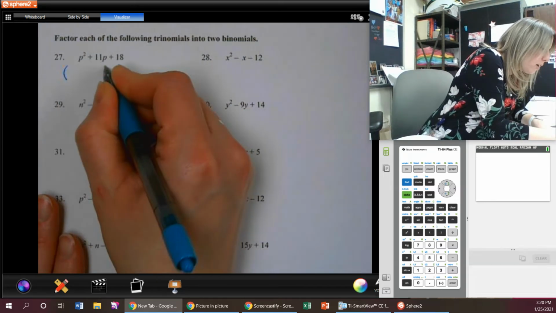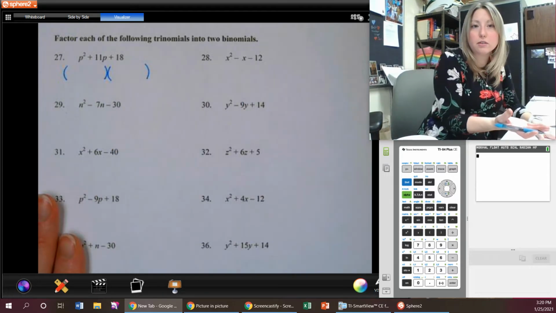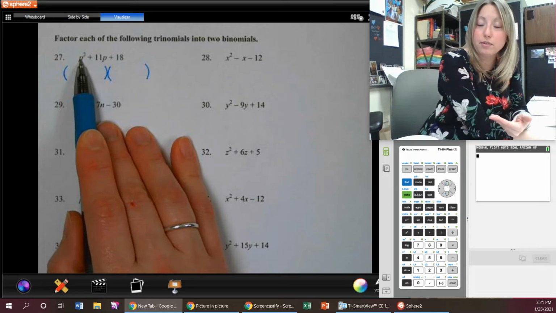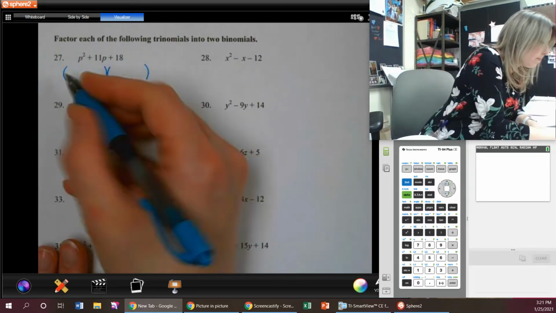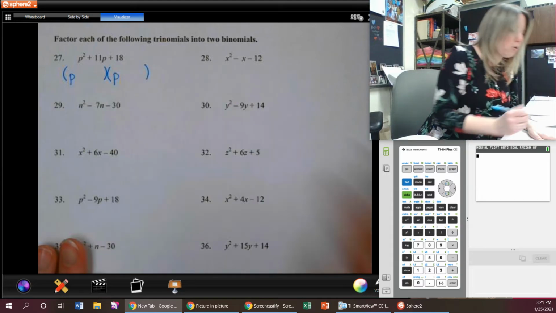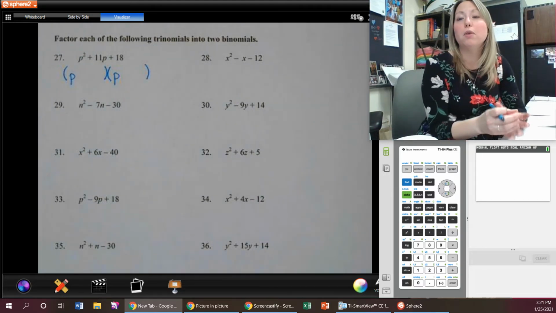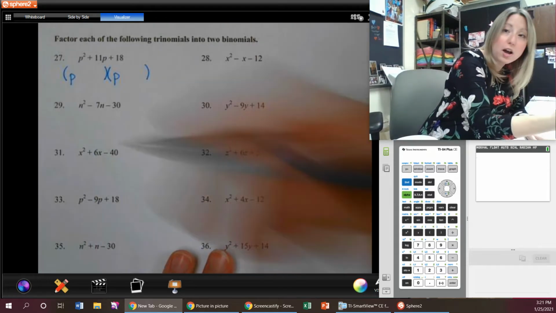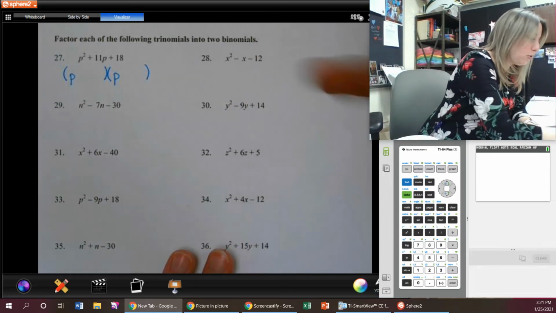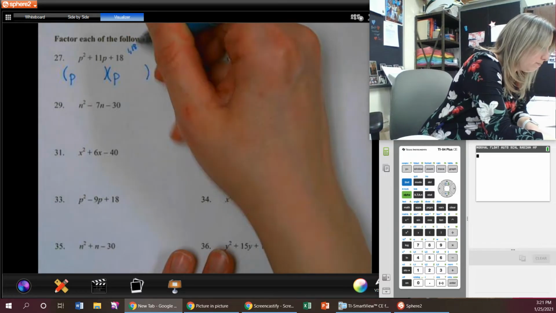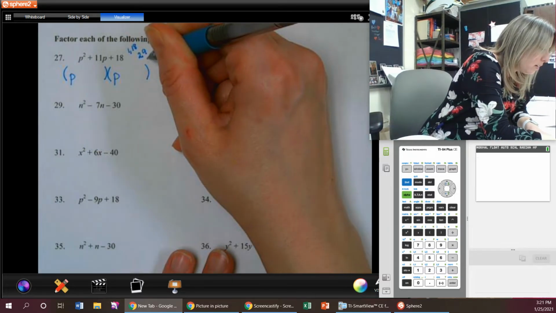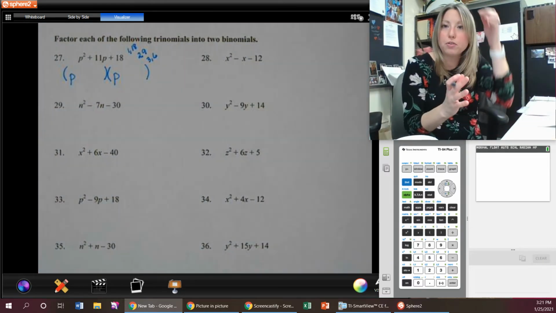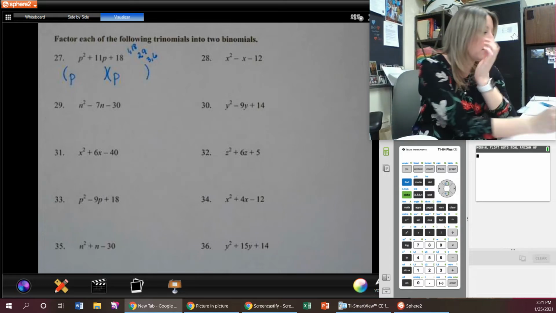Remember, check for the variable being used. It's p in this case, it's not an x. So think about what times what gave me p squared. It was p times p. So those go in the fronts of my two binomials. Now that end term, that's the one you want to think, what multiplies together to give me 18? So if you want to write it down, you can, but your options are 1 and 18, 2 and 9, 3 and 6. So you think about the sign on the end term, and that's a positive 18.